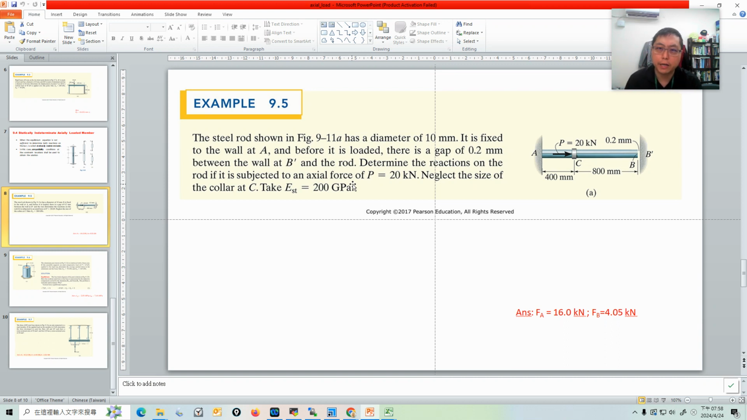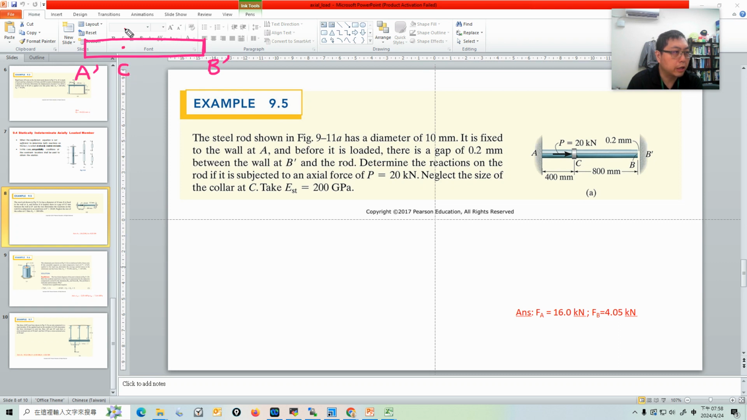Okay, so first of all, let's draw a revised diagram of this bar. We just draw the bar, and we draw the situation when the bar is fixed on these two walls. That means the bar is attached to B prime, just after the loading.